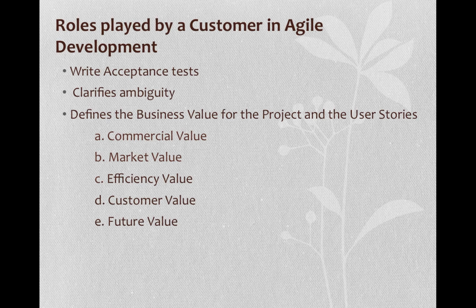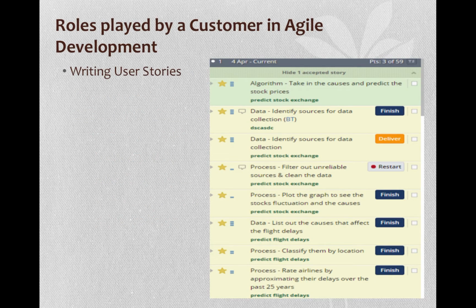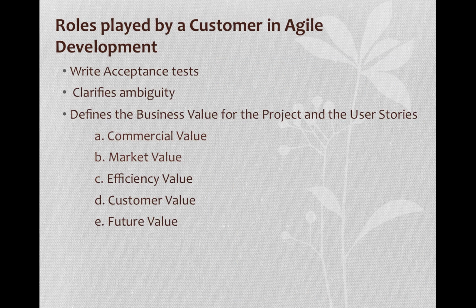Customers in agile development also write acceptance tests. What are these acceptance tests? These tests are to check whether the product is behaving as described in the user stories. As we saw in the previous slide here, the customer writes all these user stories, and these user stories are developed by the development team, and then later it is checked using the acceptance test by the customer whether it is behaving according to their user story.